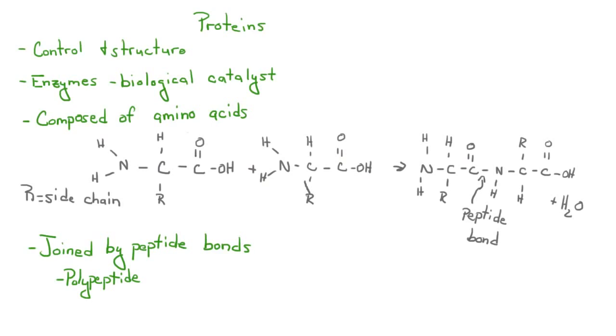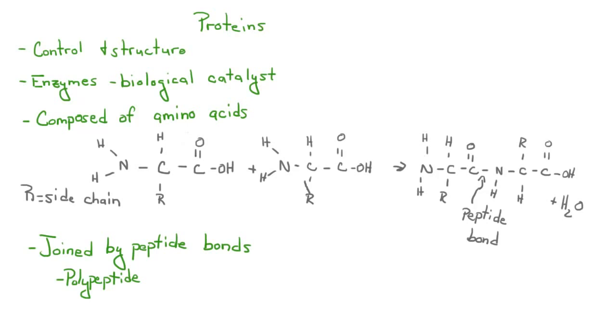Most proteins are going to be enzymes or biological catalysts. Proteins are composed of what are called amino acids. You can see here you have your amino group right here, and then a carboxylic acid group right here. The R is what is called a side chain. All amino acids have the same backbone. They are differentiated by their side chain.